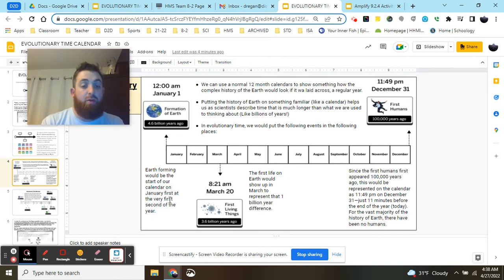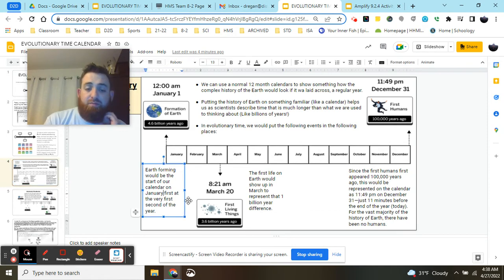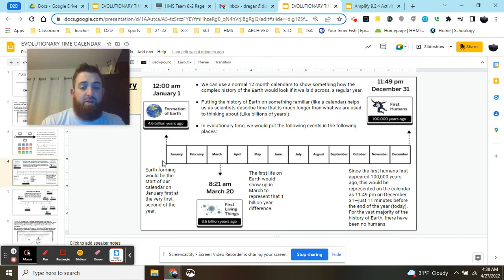So, Earth forming would be the beginning, the start of our calendar on January 1st, at the very first second of our year. So at the very start, we have Earth's formation. When we compare those differences in billions of years, the first life on Earth would show up in March, on March 20th, okay, at 8:21 a.m. So that would represent 1 billion years of difference. So on our calendar, that difference would be about 2 to almost 3 months in difference.